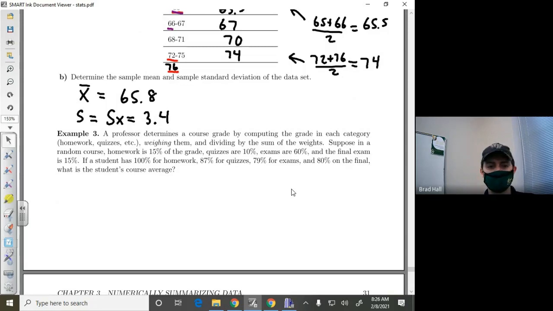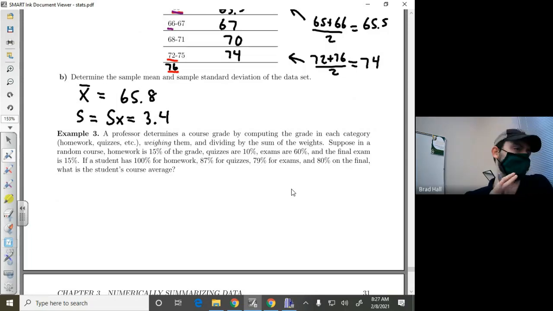What a professor does is figure out the grade in each category: your homework grade, your quiz grade, your exam grades, and so on. These grades are then weighted, which we'll talk about in a second, and then divided by the sum of the weights. This is in essence the idea of grouping data together. Weights are an application of this. We'll see how professors do this, and how MyMathLab is programmed to do this and compute it so quickly.